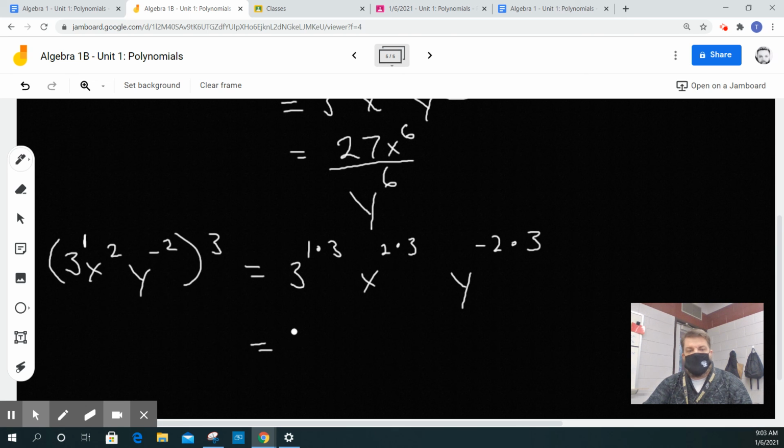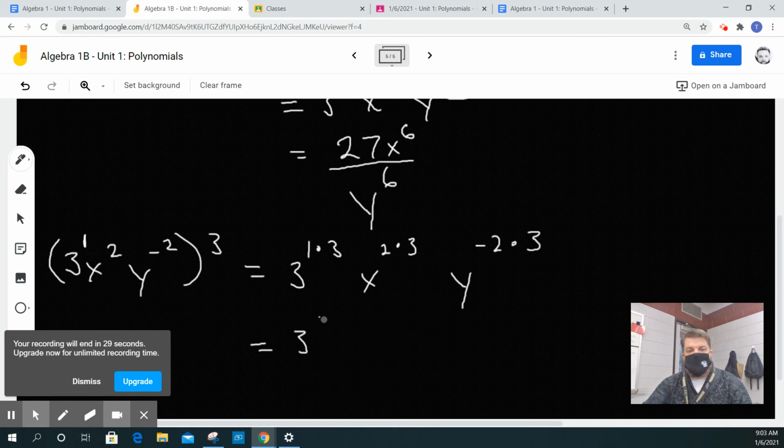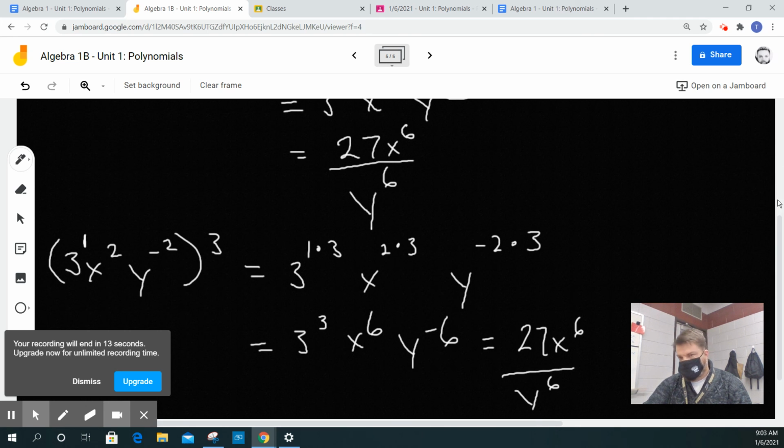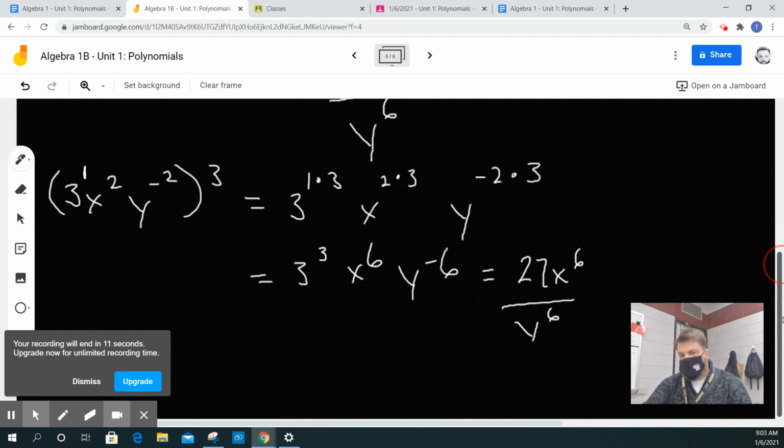So then the shortcut, when you raise a power to a power, you just multiply them. So that would be 3 to the 3, x to the 6, y to the negative 6, or 27x to the 6 over y to the positive 6. Okay, so that's the shortcut. When you raise a power to a power, you just multiply instead of adding. Any questions?